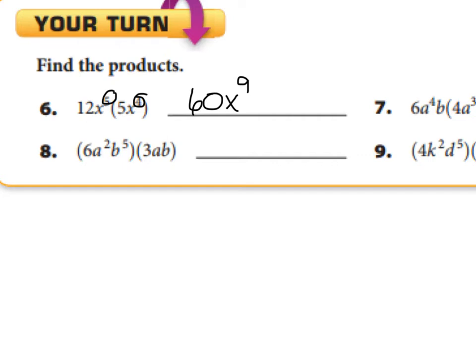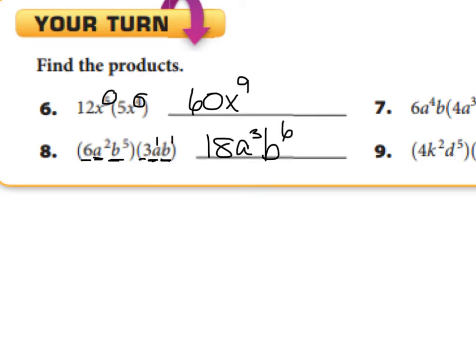Number 8, you should have multiplied the 6 and 3 to get 18. The a squared times a is a cubed. Don't forget to fill in missing exponents if you need to. And then b to the 5th times b to the 1 tells you it's b to the 6.